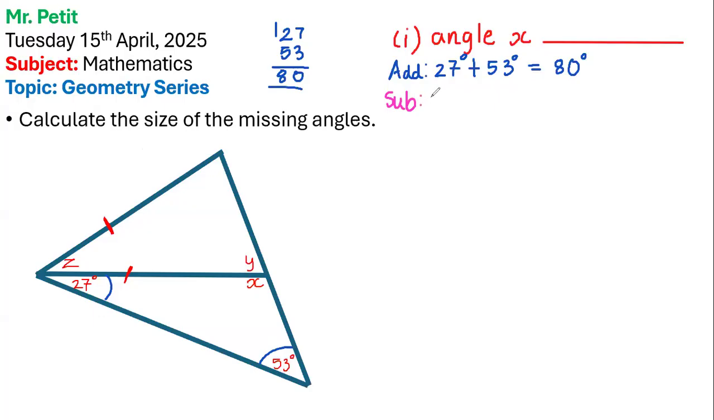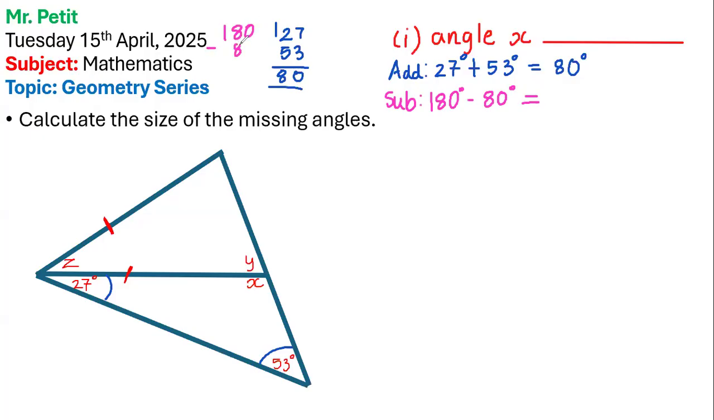we're going to say 180 degrees minus 80, because we're subtracting 80 from 180. That's how we get 100. You understand? So we're going to have 180. You understand that?